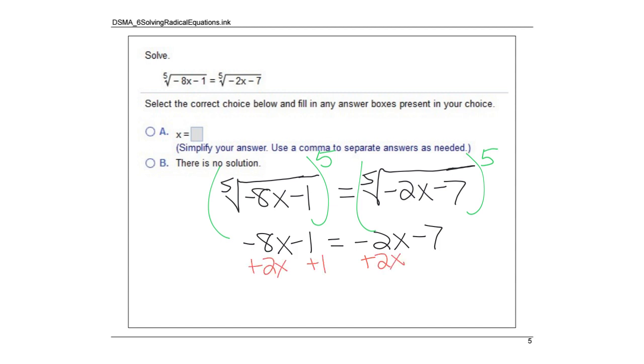I'm going to add 1 and move it over here. And let's see what we get then. We have negative 6x is equal to negative 6. Watch me there. Negative 8x plus 2x gives me negative 6x. Good. And then negative 7 plus 1 would give me negative 6. All right. So now if I just divide both sides by negative 6, I get that x is equal to 1.